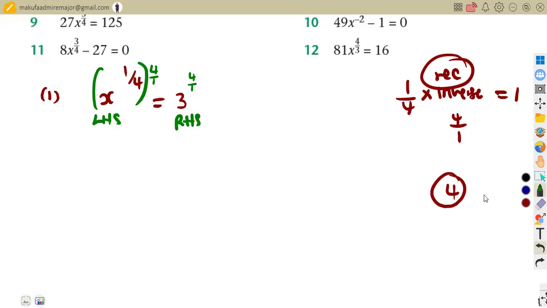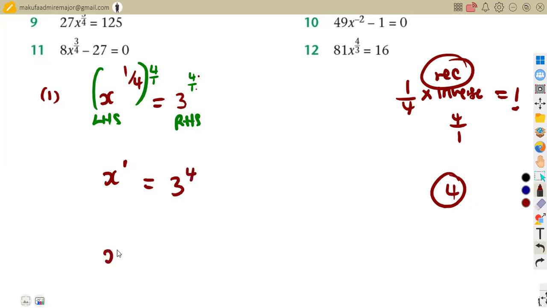So on the left-hand side, there's nothing that you're going to simplify because there's an exponent, which is the original number being multiplied by its inverse. So what are you going to get? You're going to get a 1. So we are left with x to the exponent of 1 is equal to 3 to the exponent of 4 over 1, which is the same as 4.